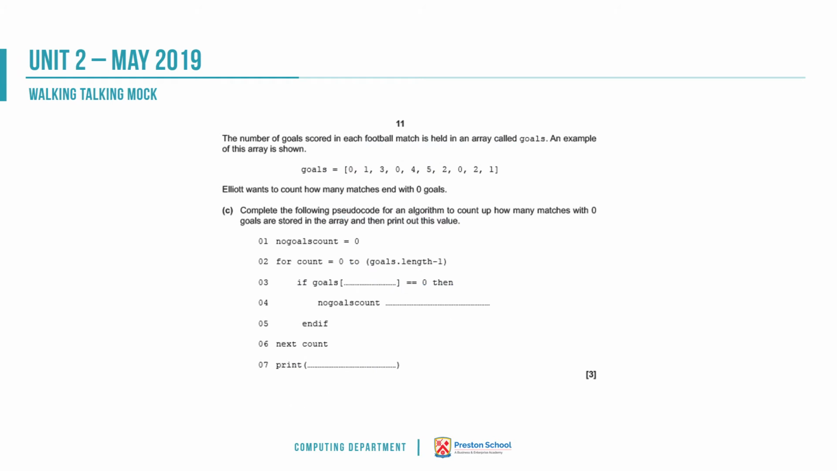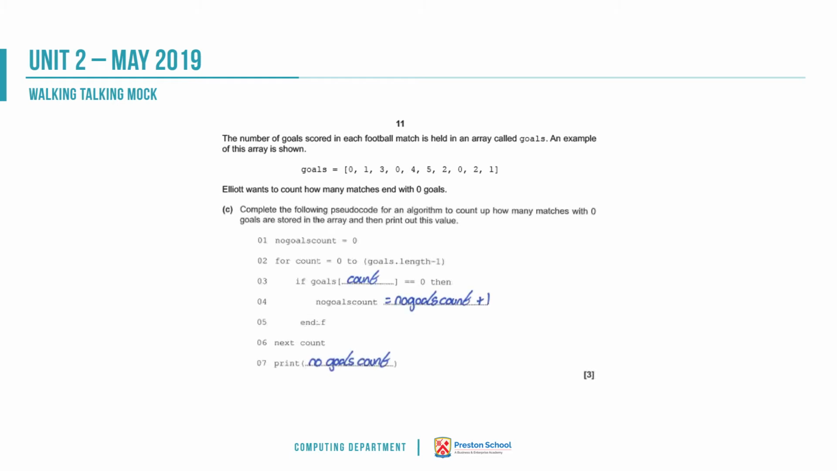The number of goals scored is then held as an array called goals, and we've got some pseudocode or some OCR reference language that it would like us to complete. We want to check if goals count. So goals count is used as the position variable for this loop. So we go from 0 to goals length minus 1. So count is 0 the first time, 1 the next time, 2 the time after that. It's our loop count variable, and we use that to define the position within the goals array we're looking at.